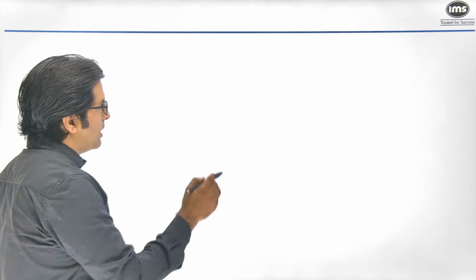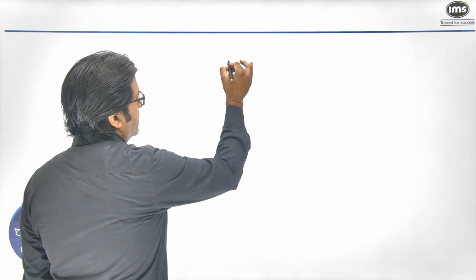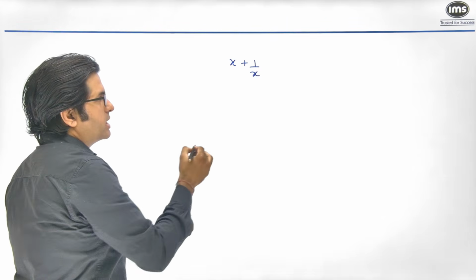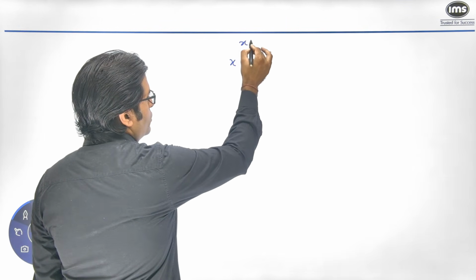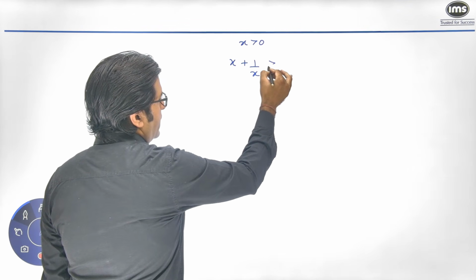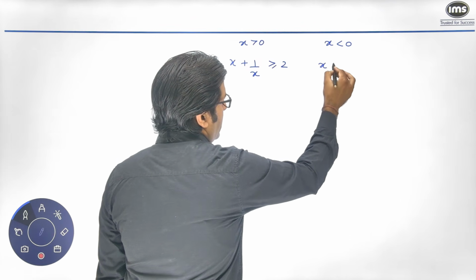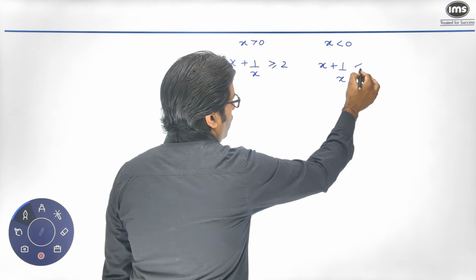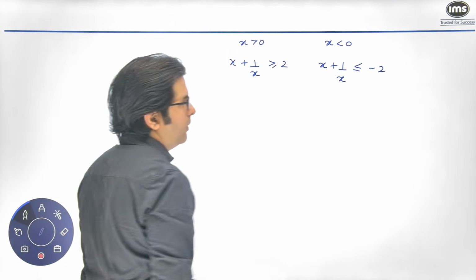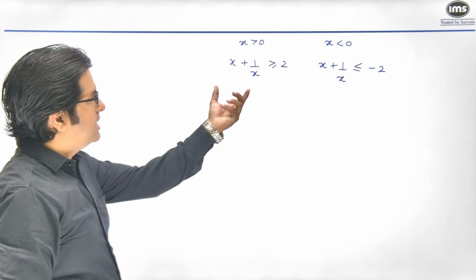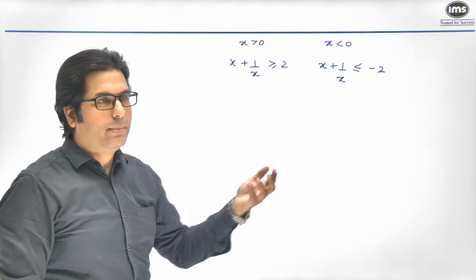So if you look at this particular category where arithmetic mean is greater than equal to geometric mean, as we did last time round, just a quick summary. For x greater than equal to 0, always remember this is greater than equal to 2. For x less than 0, this expression x plus 1 by x will always be less than or equal to minus 2. So whenever you apply any inequality, always remember these two extreme conditions.